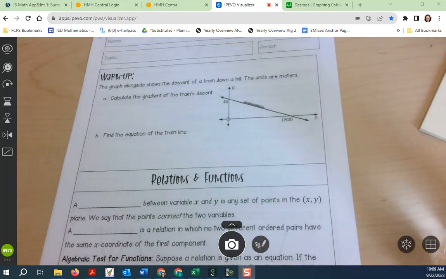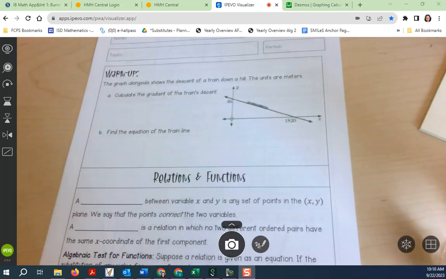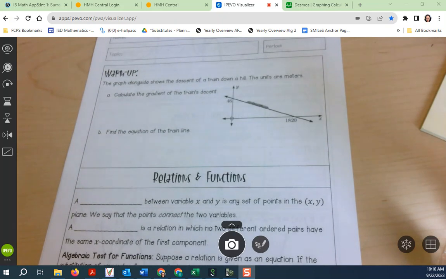So we are going to find the gradient of the train's descent. That train looks a little bit like a caterpillar to me, but regardless, we're going to find its gradient. Did anybody start that with rise over run? Yeah, that works, right? You do have to remember whether that kind of slope is positive or negative. It's negative, so if you use rise over run, just make sure you end up with a negative slope.